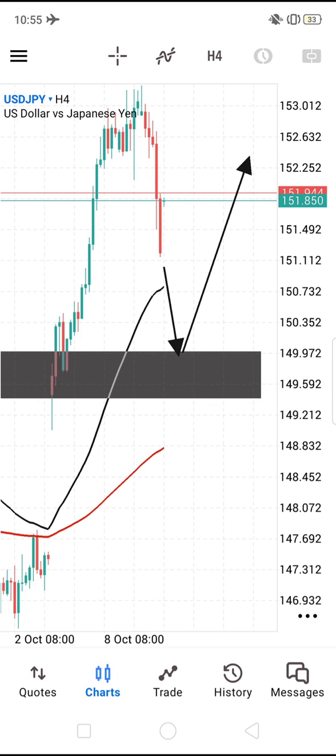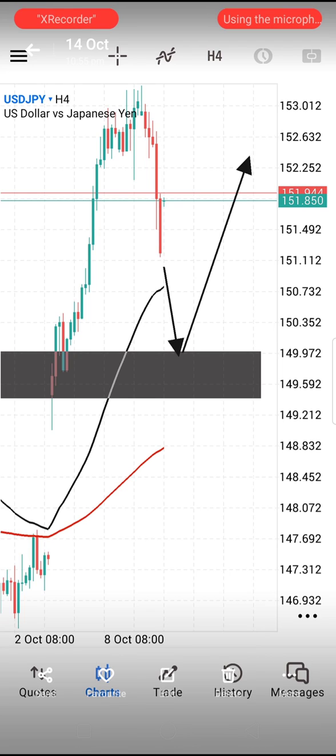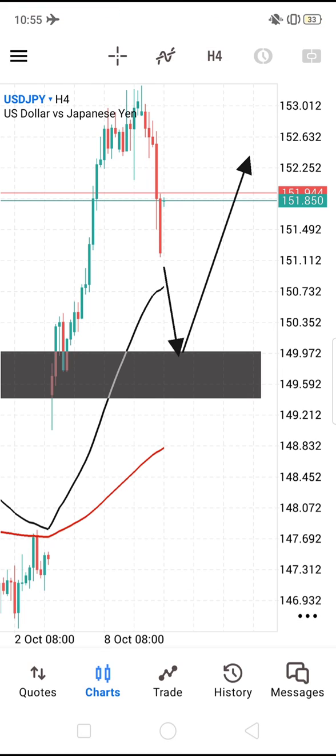I did this analysis on the 4 hour. I see the price is above the 200 moving average and the 50 moving average. This black is the 50 moving average, and this red is the 200 moving average. And I drew the break of structure on the 4 hour. So when I draw it, I just draw this line, these arrows.